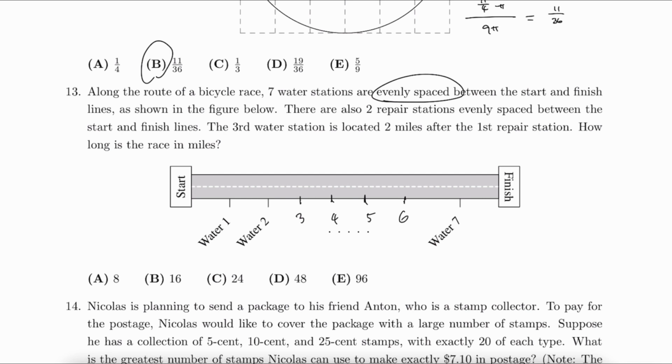And we have 2 repair stations. So that is going to be 1 repair station over here, it looks like, and 1 repair station over here. Repair 1 and repair 2. And we know that this distance is 2 miles. So, this distance is 2 miles over here.